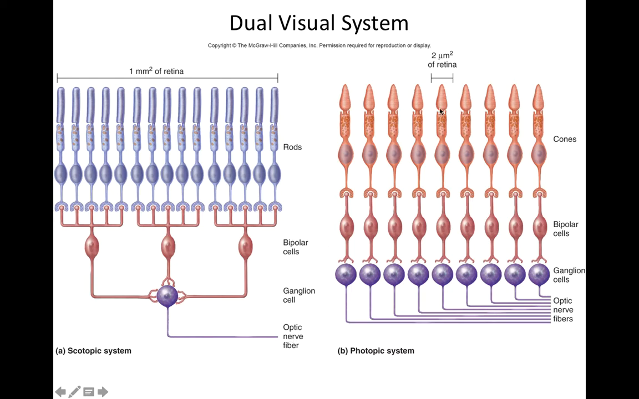Over here, we look at the cones. A single cone is going to take up an area of 2 micrometers squared. Okay, and every single cone has its own bipolar neuron and its own ganglion. So this nerve fiber right here is only carrying information from 2 micrometers squared of the retina, versus this one that's covering a millimeter squared.